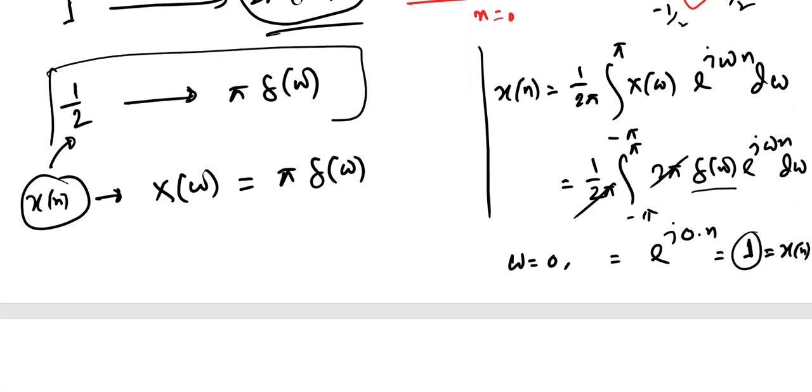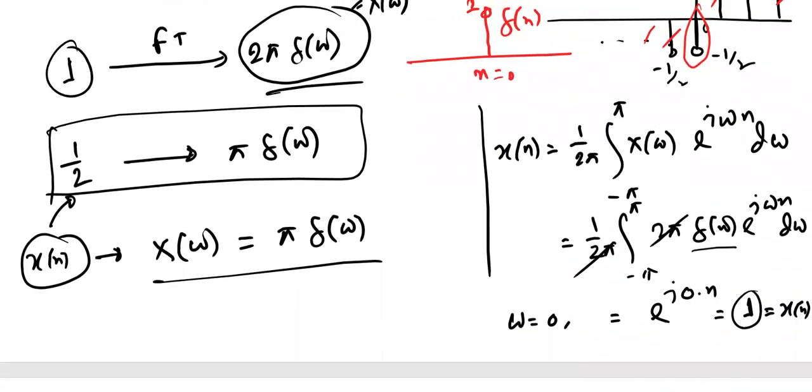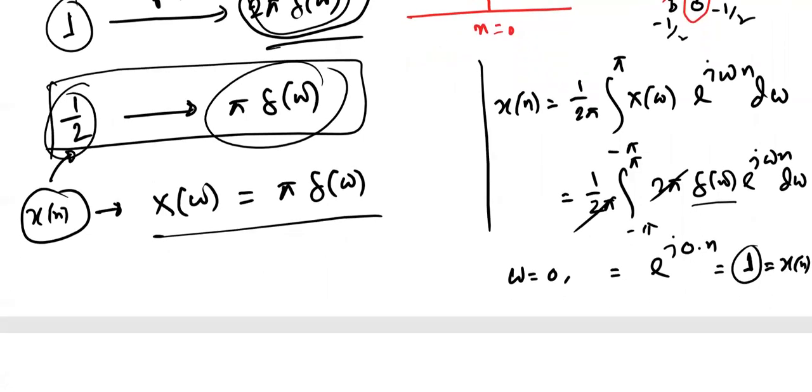So from this statement, we can write it straightforwardly because we have already proven that for 1, if we do the Fourier transform, we get this. If that is half, then this one. And what is half? In our case, that is nothing but x[n]. So X(omega) is equal to pi times delta(omega), the delta function.